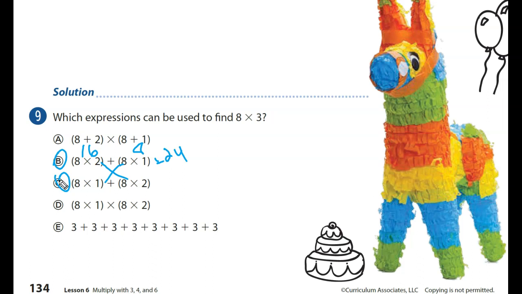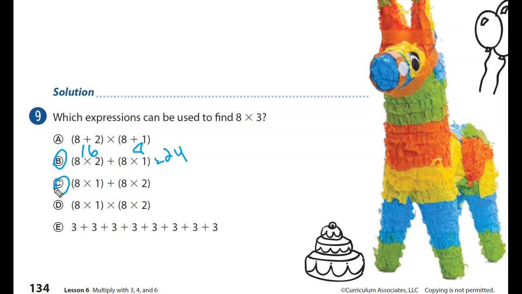Okay, let's see. 8 times 1 is 8, and 8 times 2 is 16. What's 8 times 16? Look at the sign in the middle. Is that addition? So would that one work? No, that would not work. Okay, so C would work, but not D. Would E work?